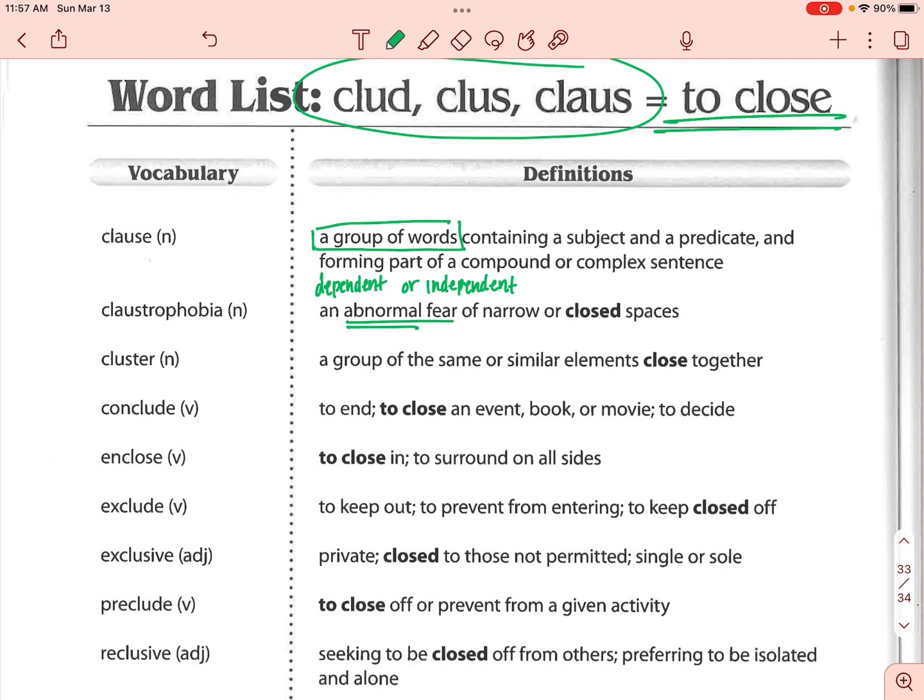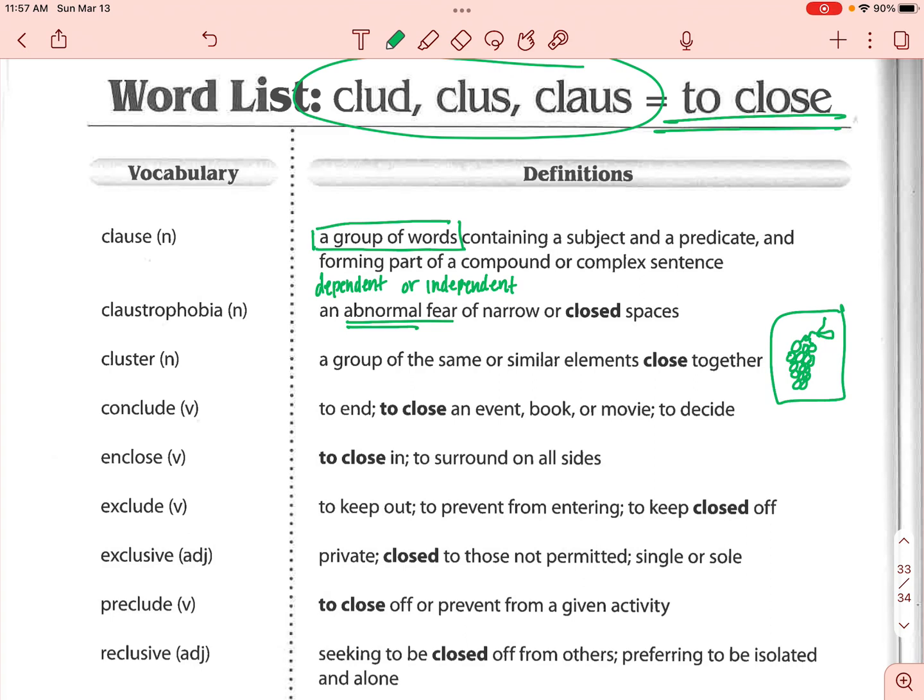Okay, next is cluster. A cluster is a group of the same or similar elements close together. A lot of times I think of grapes when I think of a cluster of something, and grapes all are clustered together, but it is a cluster of grapes when they're all packed in there together.